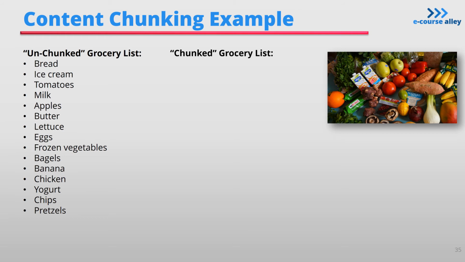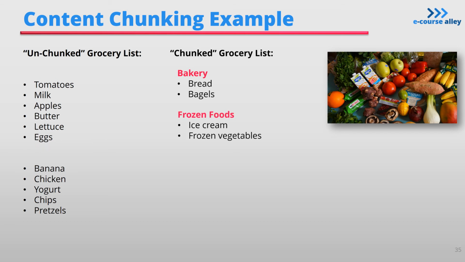Okay, so let's do the first step. Let's combine the items together according to their category of food. So we will first move bread and bagels under our bakery category. Then ice cream and frozen vegetables under frozen foods. And just to speed things up, I've gone and combined the last items into the following categories: produce, snacks, dairy, and meats.